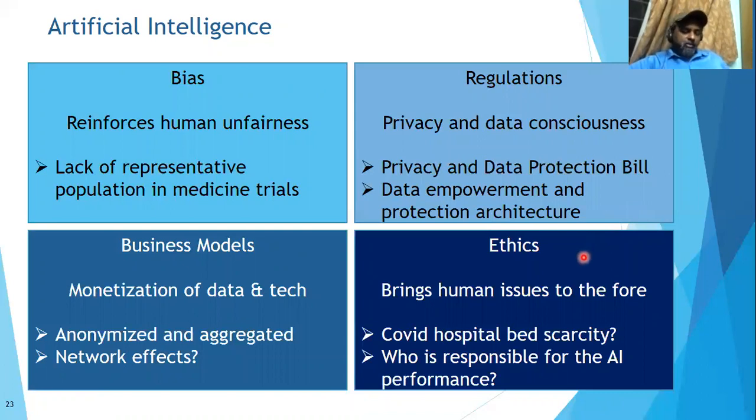Ethics is another important piece. It again brings human issues to the fore. For example, very recently, unfortunately, some countries have had to make choices of which patients get hospital admissions and which ones do not because of scarcity. Such decisions, though unfortunate, do happen. We make them as humans. But when a computer is given the power to make it, though the same decisions are made, somehow it feels more colder, right? More inhuman. And these are important issues for us to think through as we look at AI applications.